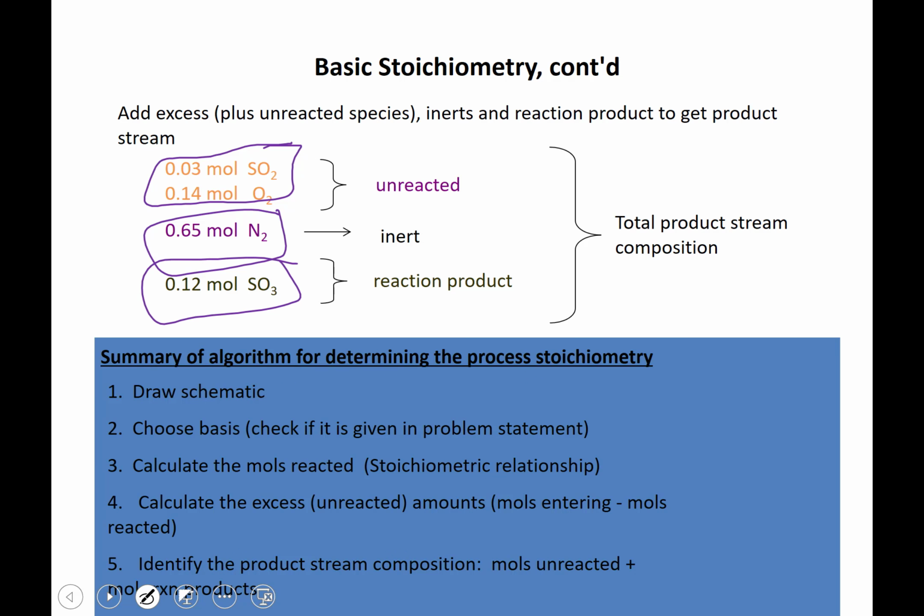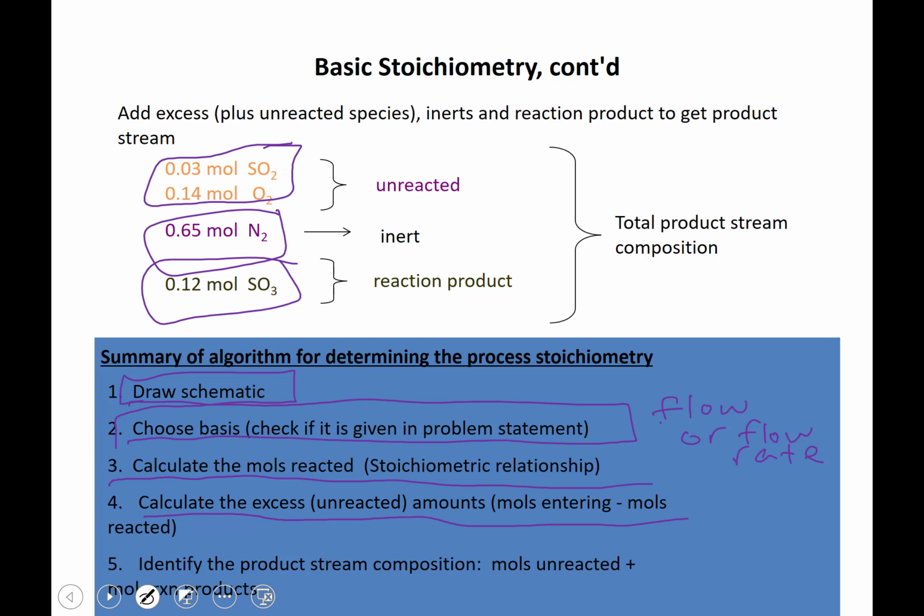So the basic algorithm for determining the process stoichiometry is first draw a schematic of the process. Choose a basis. Sometimes the basis is already chosen. You may be told you need to look for a flow or flow rate. It may be in terms of total moles, or it may be in terms of moles per time. And then calculate the moles reacted using the stoichiometric relationship. And in doing this, you're going to calculate the excess unreacted amounts, and you're also going to determine the inerts. And finally, you can identify the product stream composition, the moles reacted plus the moles of reaction products, which also includes the inerts that didn't react, so we include them in that group. So this kind of gives you the step-by-step process for how to do these calculations.